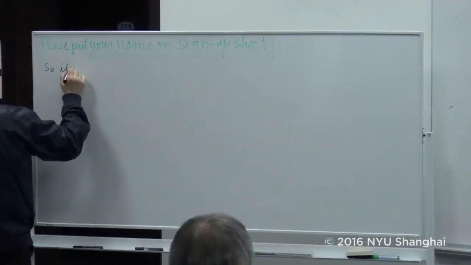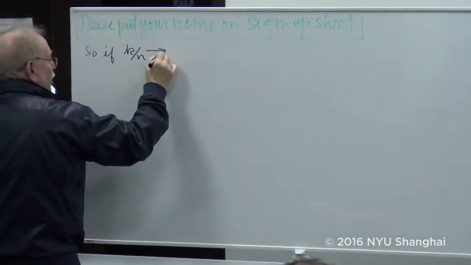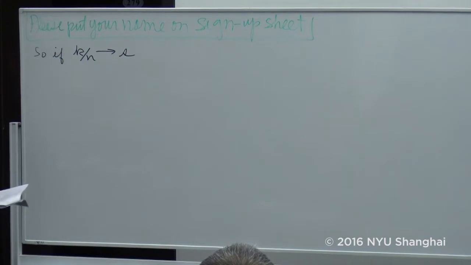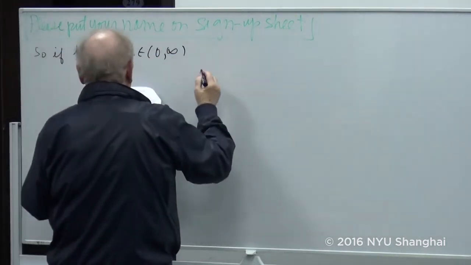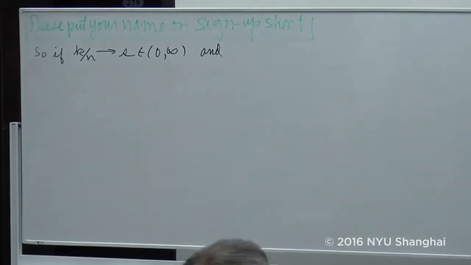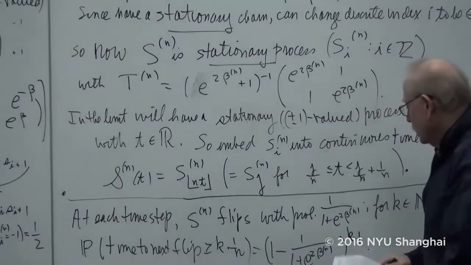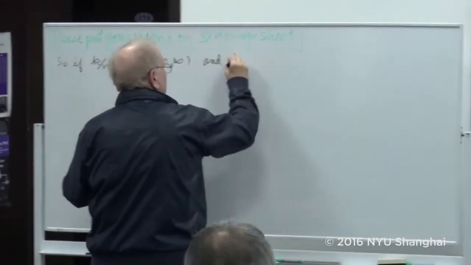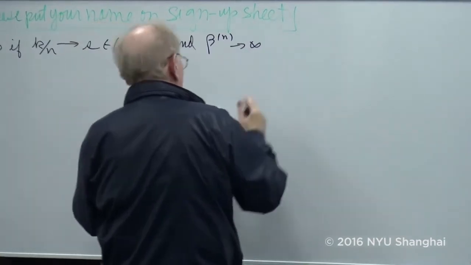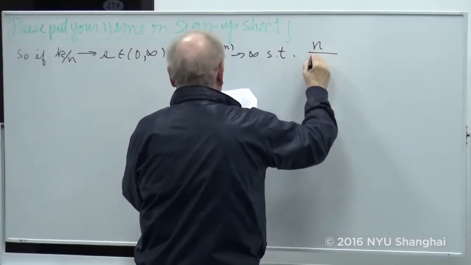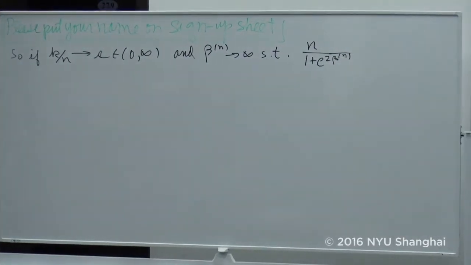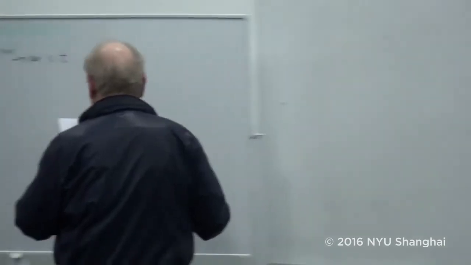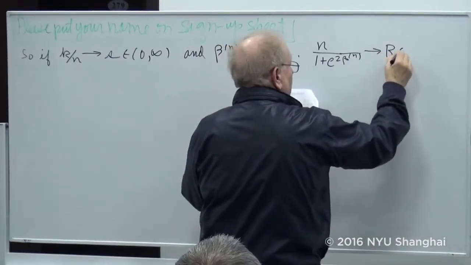So if you let k grow with n linearly, so that k over n goes to a value s, which will be a time in the rescaled limiting variable, then we want beta to go to infinity in such a way that this has a limit which is neither 0 nor 1. Beta n goes to infinity such that n over 1 plus e to the 2 beta n goes to a constant r in (0, infinity).